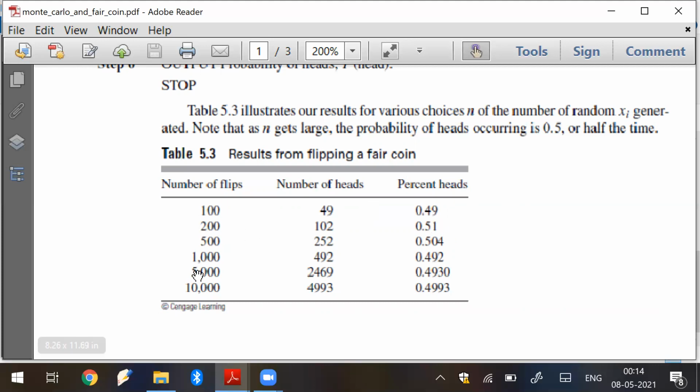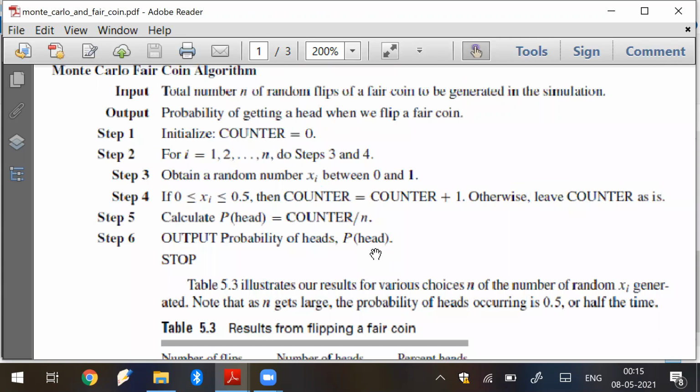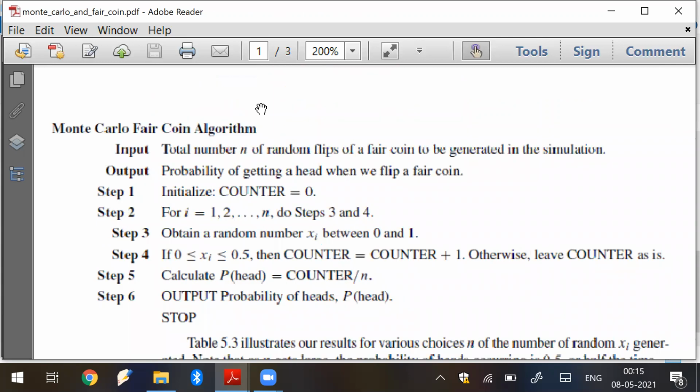And what they are trying to show here is that if you increase the number of trials, this percent head, which is a probability actually, is just trying to tend towards the actual, well-known one, that is 0.5 for a fair coin toss. Probability of head occurrence is 0.5. So it is heading towards that. Okay. So up to this, what is our main important thing? This algorithm is the main important thing.